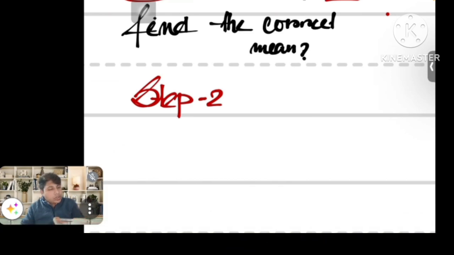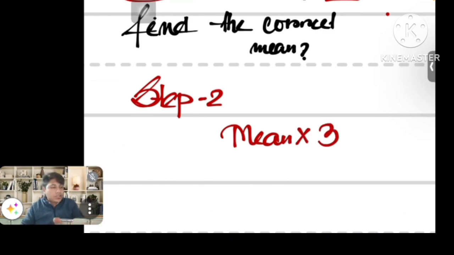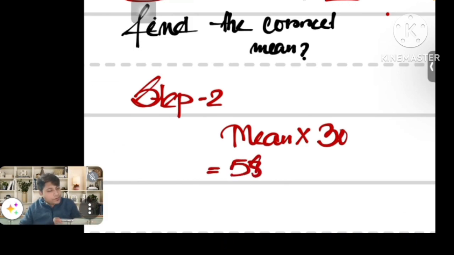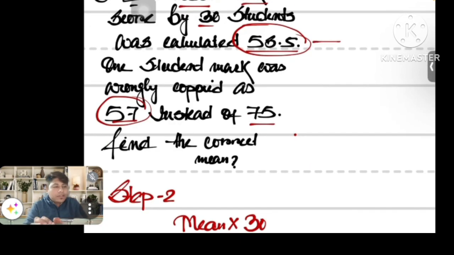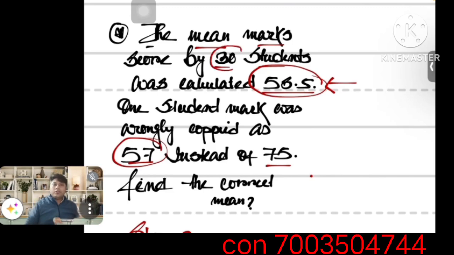Total marks. How do you calculate? You know the mean marks, which is wrong but given, and you know the number of observations, which is 30. You have to multiply this. The mean is 58.5, sorry, 58.5 into 30. There you get the total marks, right? 58.5 is the mean given. There are 30 students already given.